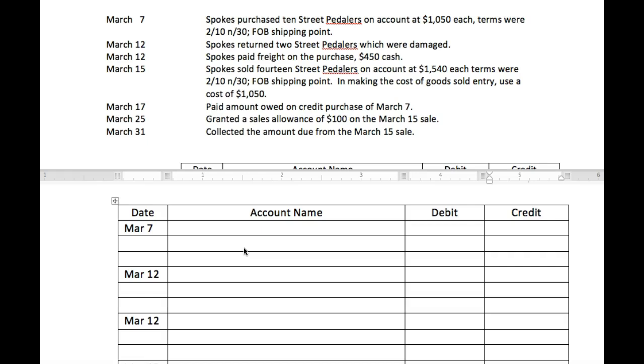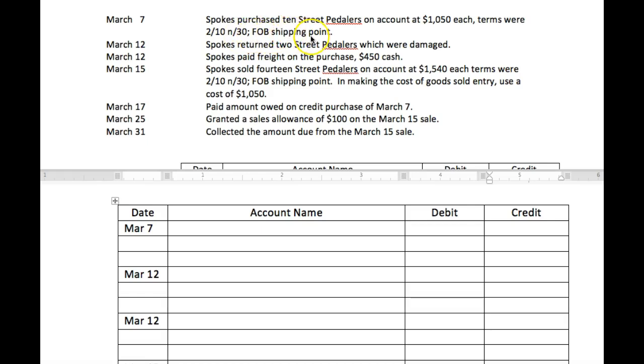Now let's discuss some of these options. First off, the terms were 2/10, n/30. That indicates that it is on account, even though it does state on account there. By having credit terms, we know that this was sold on account. And again, read those from left to right. It's a 2% discount if paid within 10 days. Otherwise, the net is due in 30.